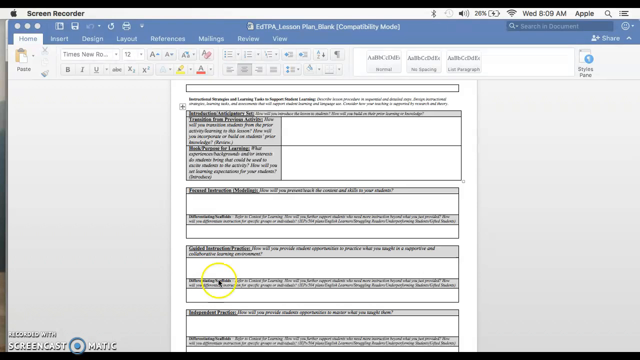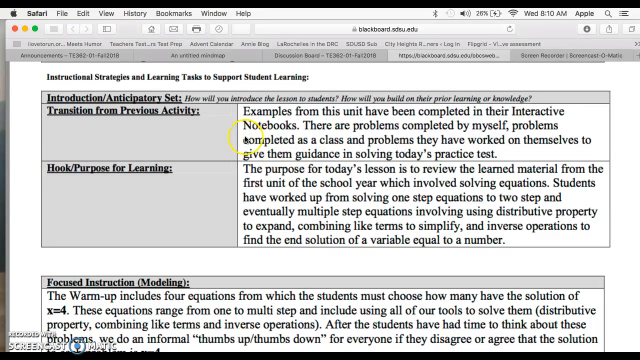So you have to have, number one, a transition from the previous activity. That could be that you're starting a new day and new learning, or that you're in the middle of a class period and you're transitioning into a new subject. So you have to know how to transition from there, and then you have to have a hook and a purpose for learning.